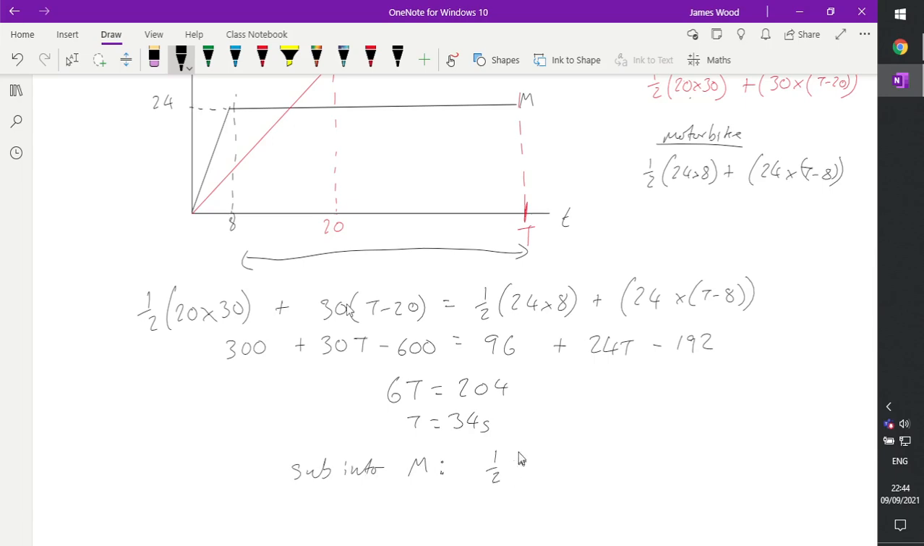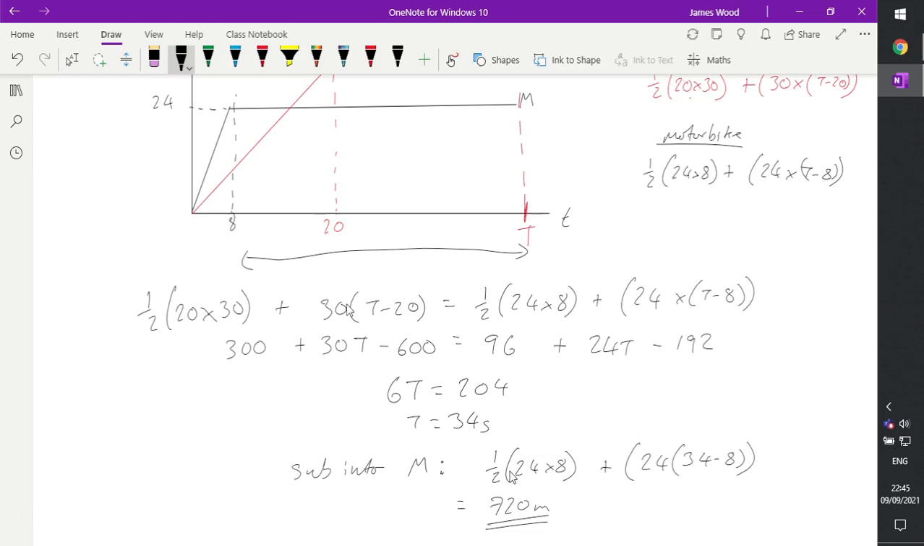So that'd be half 24 times 8 plus 24 times t minus 8. So that's going to be 34 minus 8. Just to find out exactly what is the displacement at that point in time. Which gives me 720 meters. Okay, so that's my final answer, is after 720 meters, the car and the motorbike are in the same position.